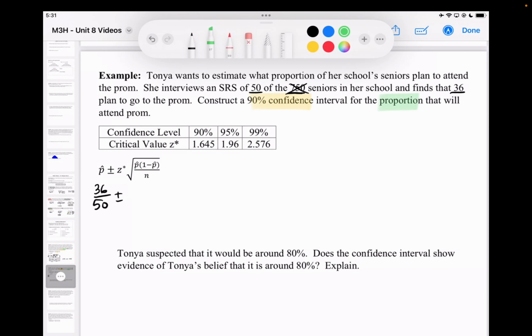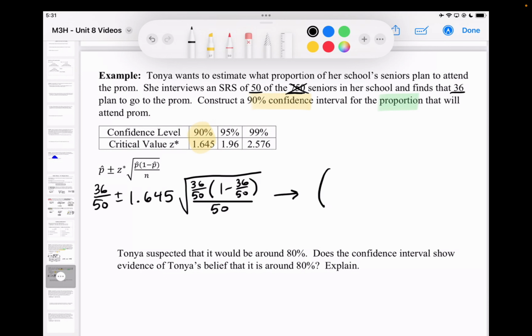Our critical value, since we're doing a 90% confidence interval, is the 1.645. And then we've got the square root of our proportion. And then we do 1 minus that same proportion over the sample size, which is still just 50. Remember, we're not using the 750. Let's go ahead and calculate that. So I'll do the subtraction one first. I'm going to type it in, so it'll take a second.